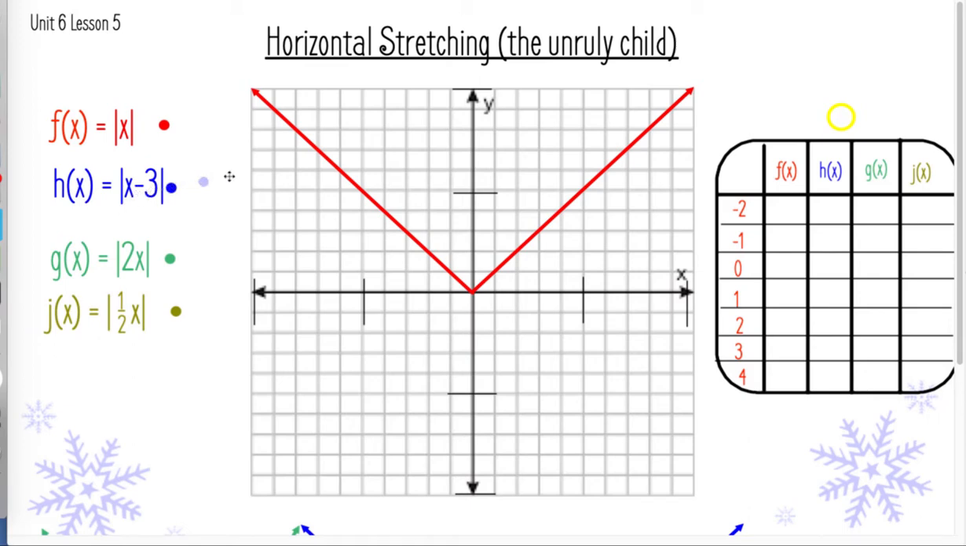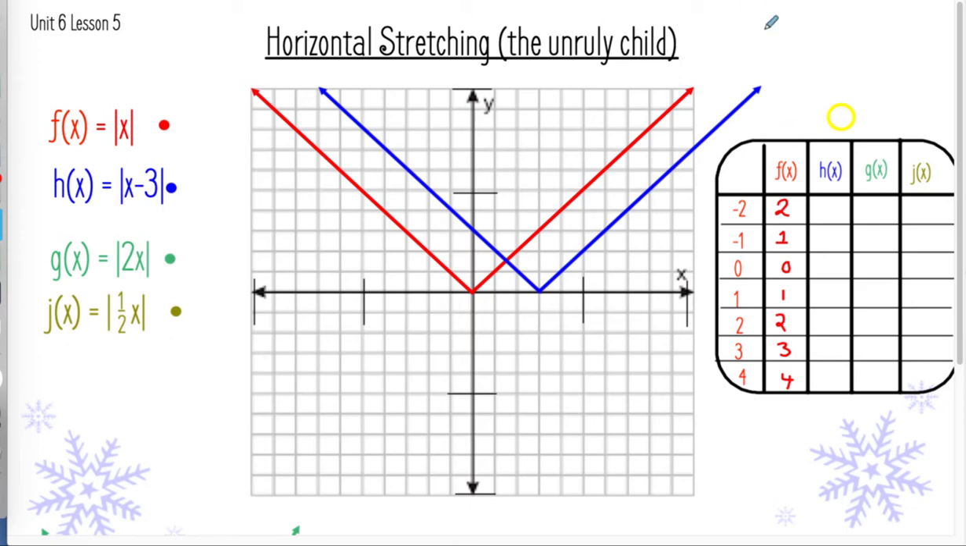Okay, if we remember, we take every x value and we add 3 onto it. So basically, our new baby blue is going to look like that. If I come over here and I start to create a chart, so let's see, negative 2, when I put it into function f, said take the absolute value of it. All right, so negative 2 turns into 2, negative 1 turns into 1, 0, 1, 2, 3, 4. All function f told me to do was take the absolute value of every x value.